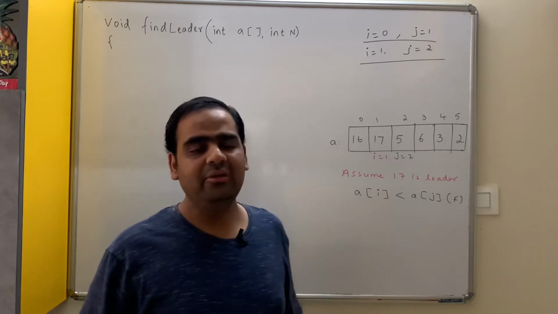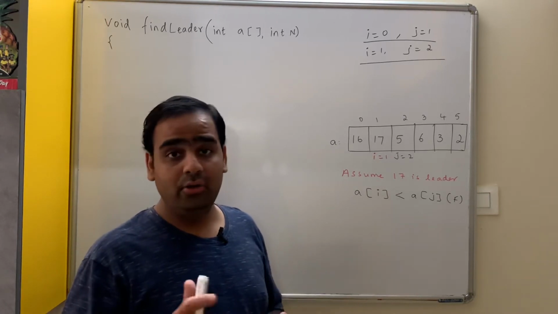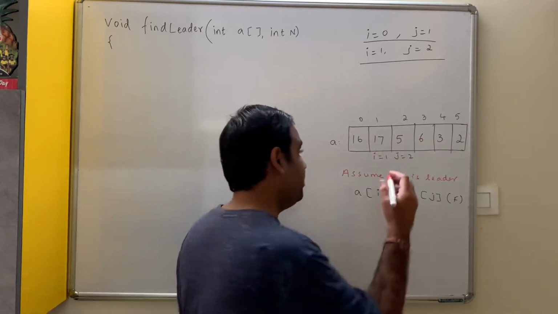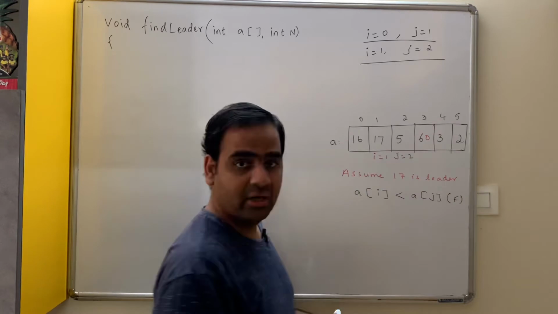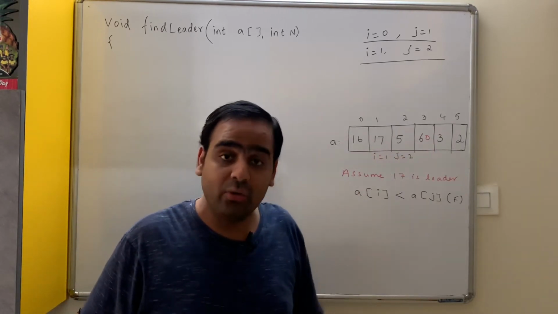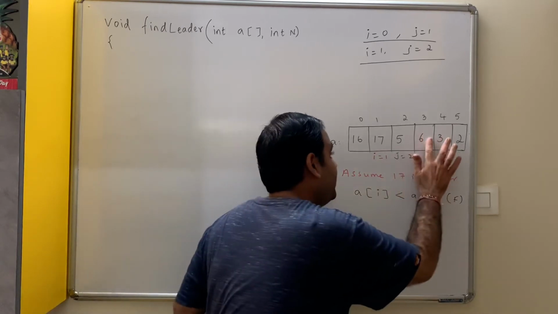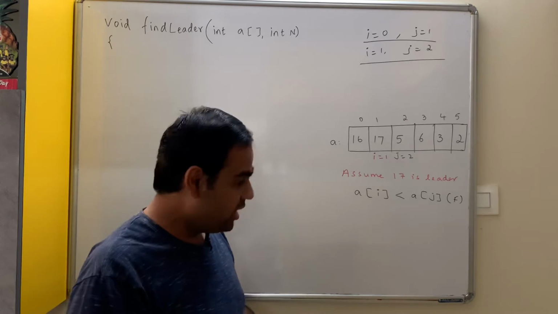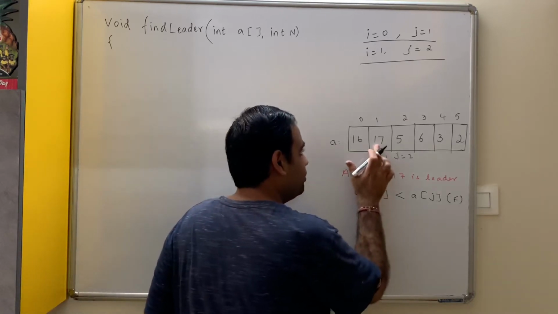Can you conclude that 17 is the leader? No, because there should not be any element greater on the RHS. There might be some element like 60. Did you check the 60 with 17? No, you cannot just conclude it. That means I need to go till the end and conclude whether it is a leader or not. Hence, the value of i should be 1.